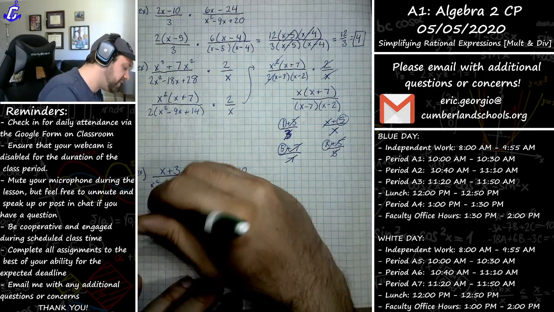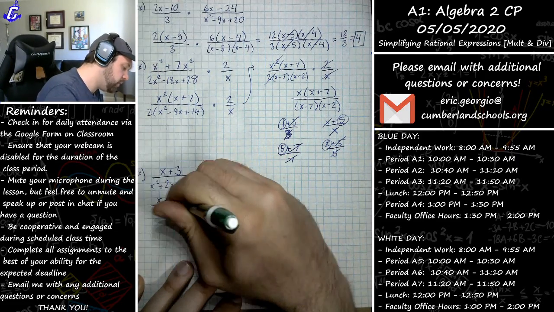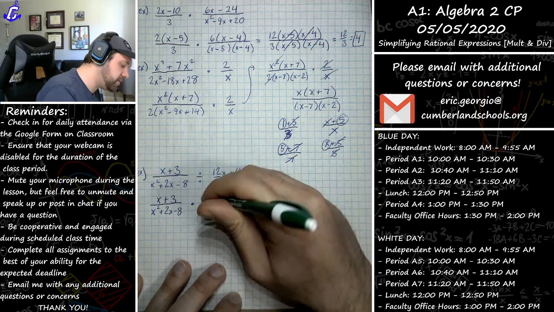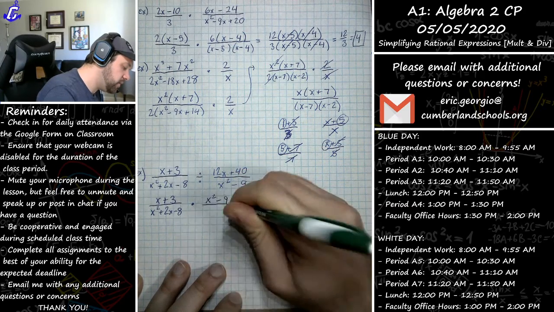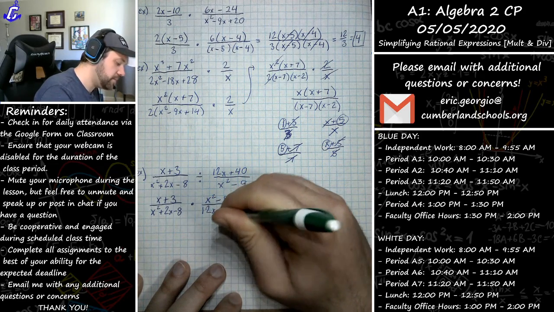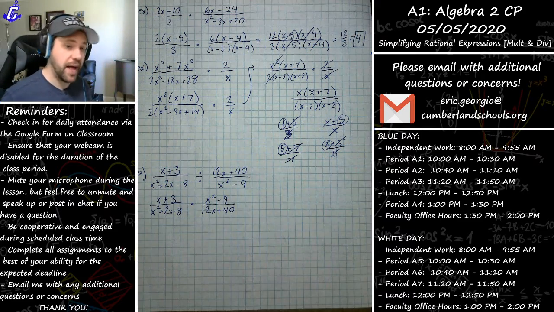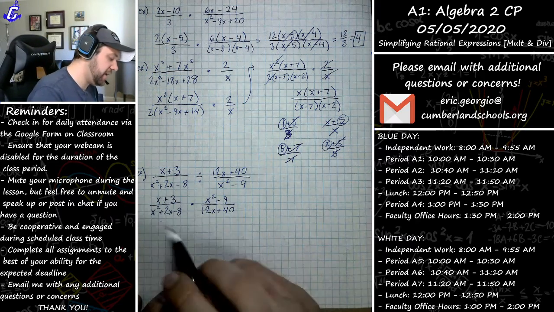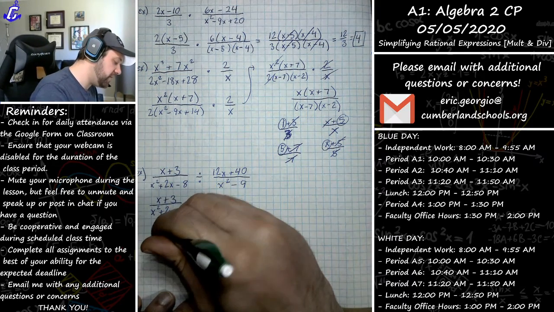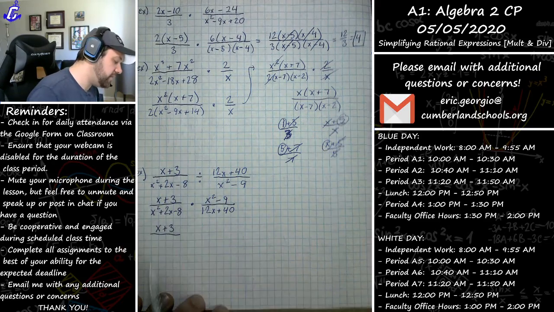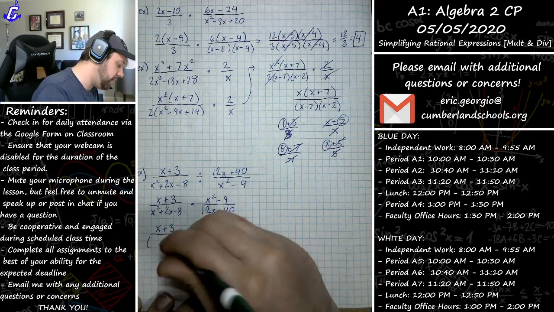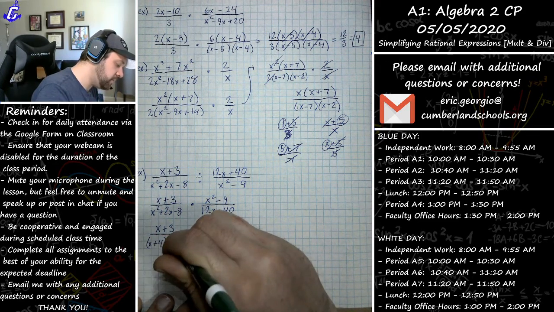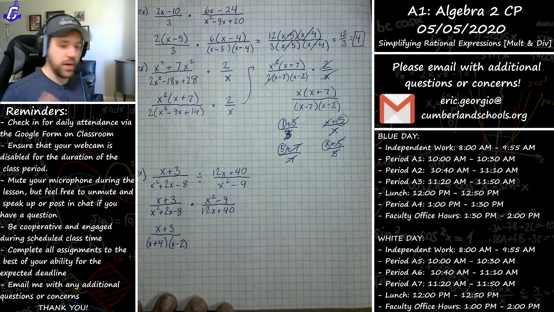And so I'm going to rewrite this now as x plus 3 over x squared plus 2x minus 8 times the reciprocal. The reciprocal is x squared minus 9 over 12x plus 40. Now I can go ahead and try to factor and simplify. In the top left, I can't really do anything with x plus 3. In the bottom left, x squared plus 2x minus 8 breaks down to x plus 4 and x minus 2.